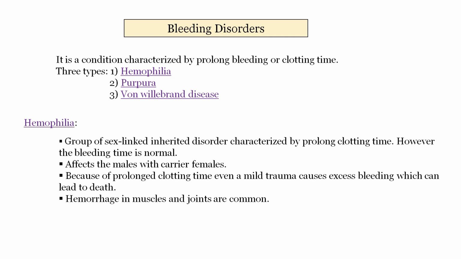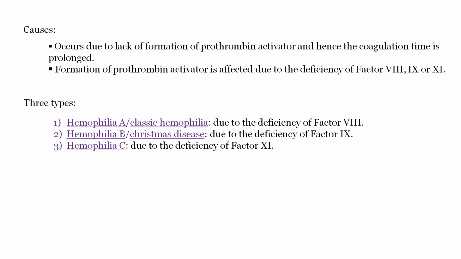Because of prolonged clotting time, even a mild trauma causes excess bleeding, which can lead to death. Hemorrhage in muscles and joints are common. It occurs due to lack of formation of prothrombin activator, and hence the coagulation time is prolonged. Formation of prothrombin activator is affected due to the deficiency of factor 8, 9, or 11.